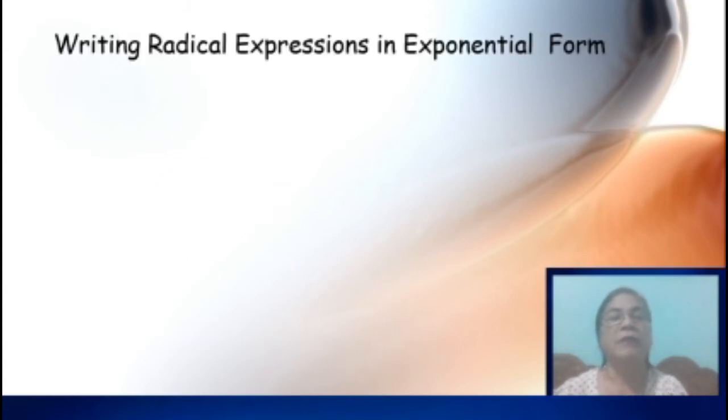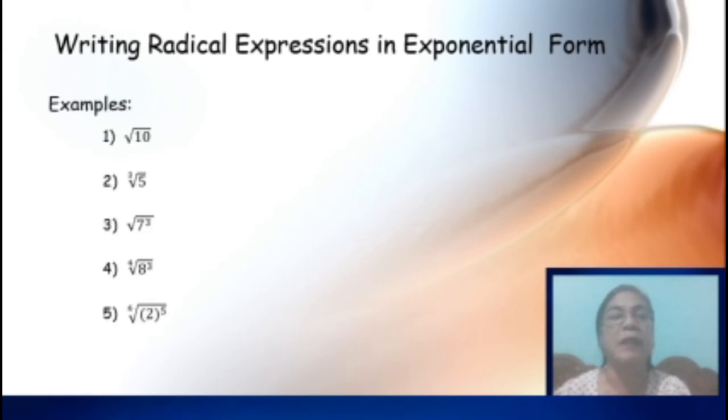Okay, now the vice versa of that, writing radical expression in exponential form. So how do we read this? How do we read this again? For number 1, this is square root of 10. So 10 would be the base. What's the index here? It is understood to be 2 there. And since there is no exponent, that is considered to be 1 as the numerator.